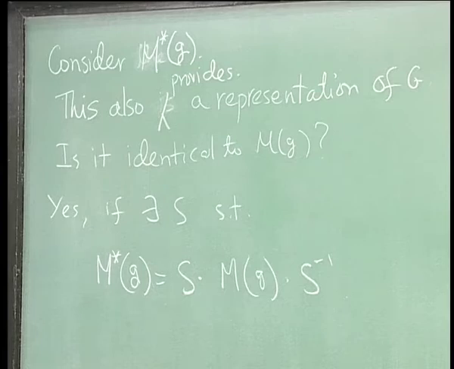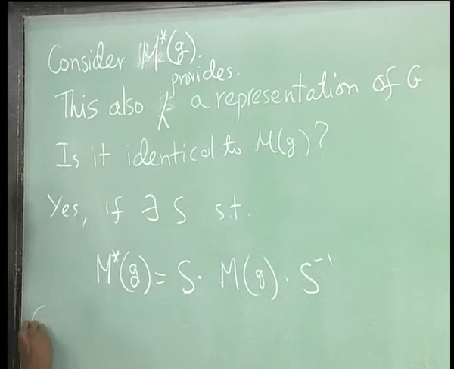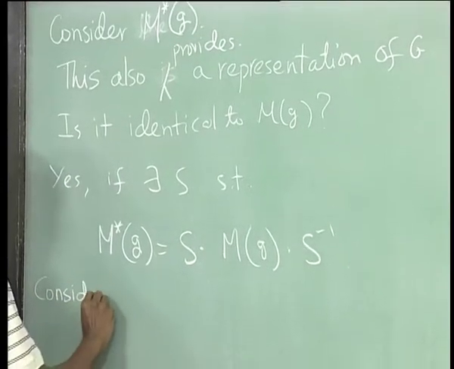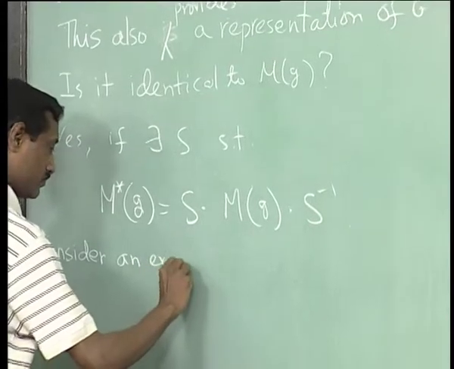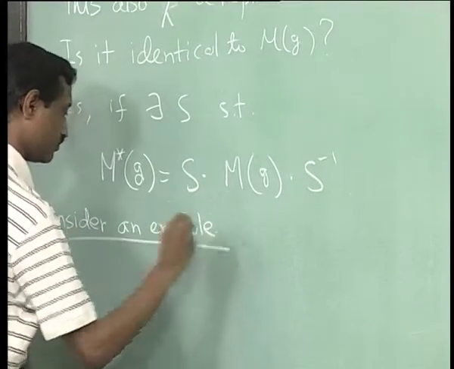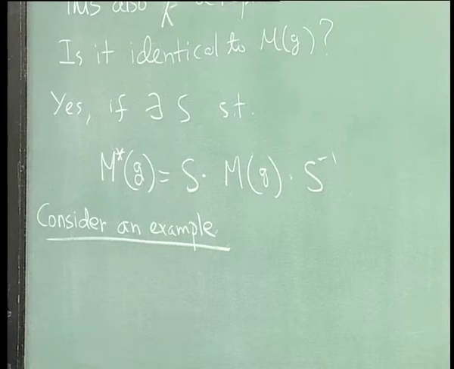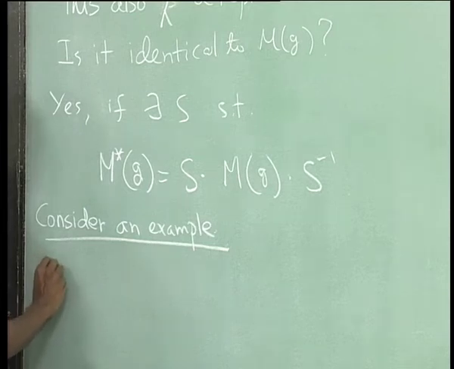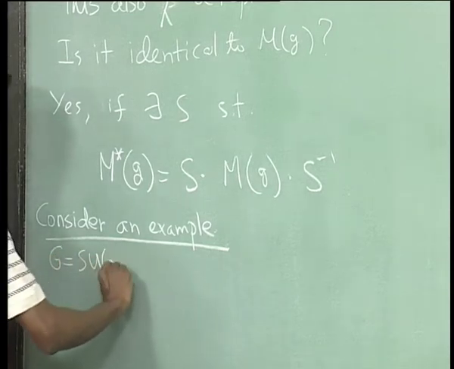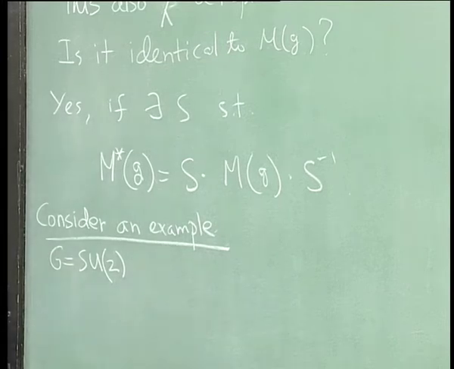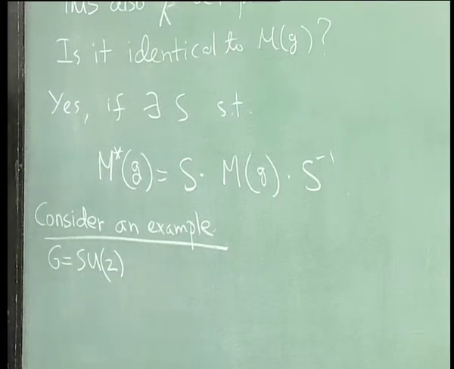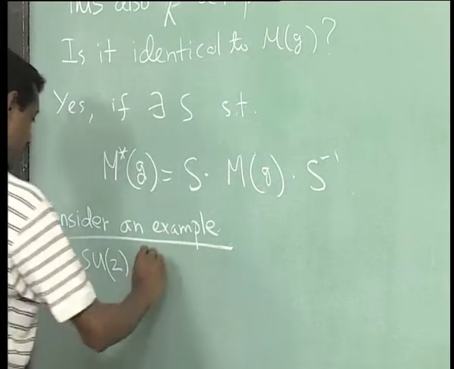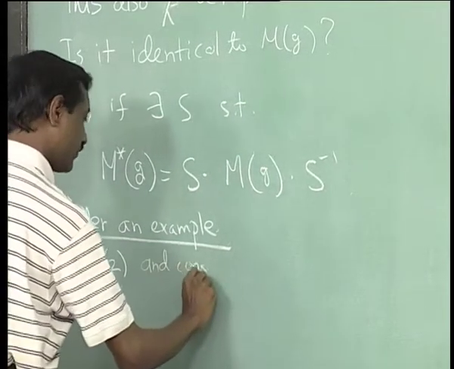So far we are somewhat abstract, but let us choose some simple examples. So let us consider the following example. Consider G to be the unitary group SU(2), and we look at it in the 2-dimensional representation, its fundamental representation.